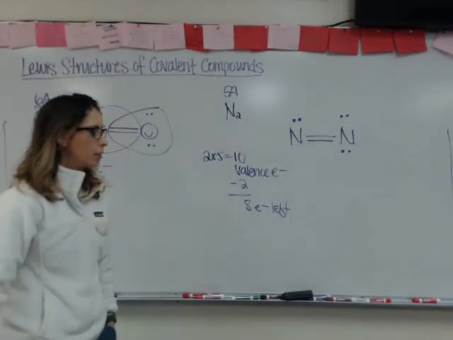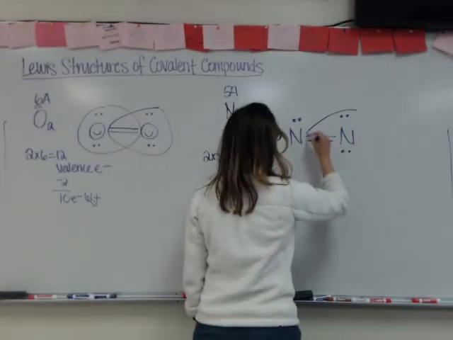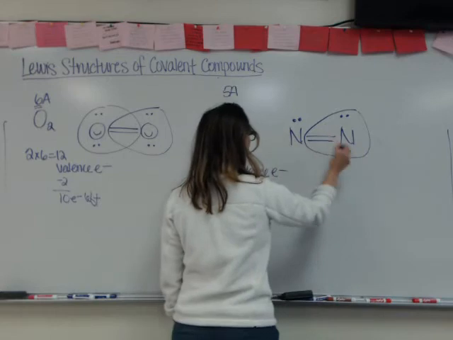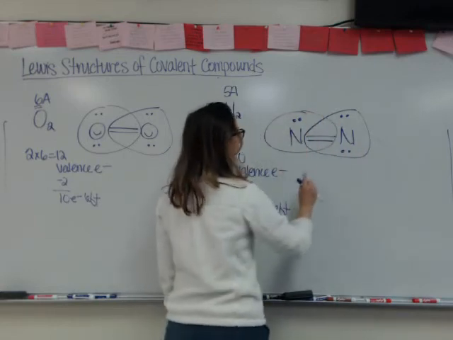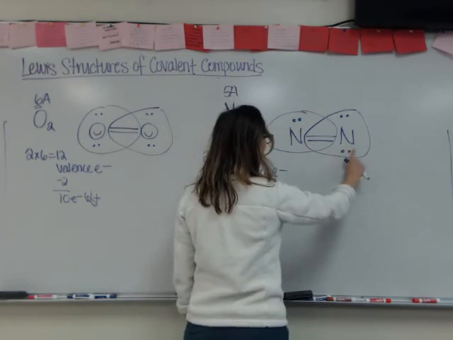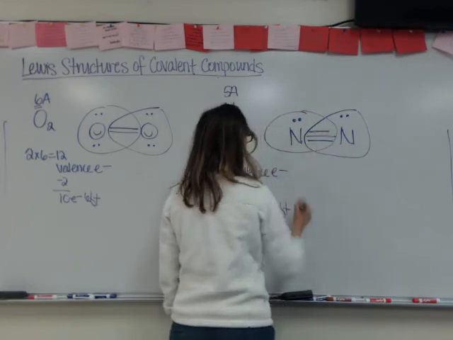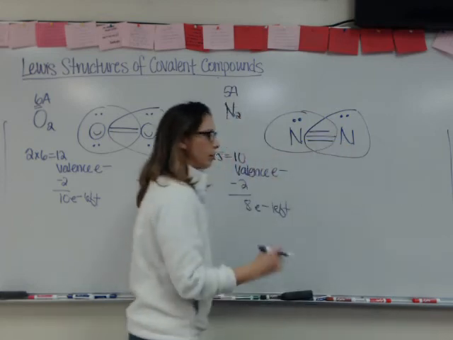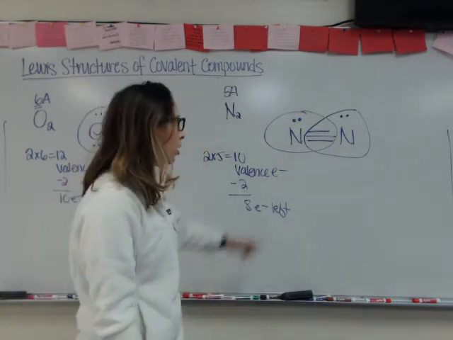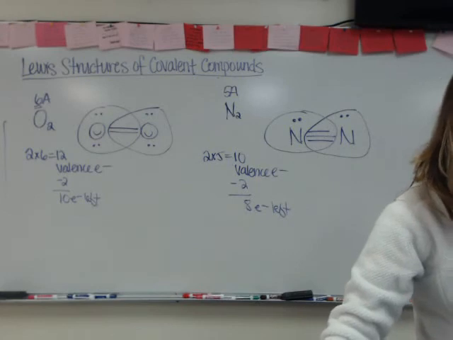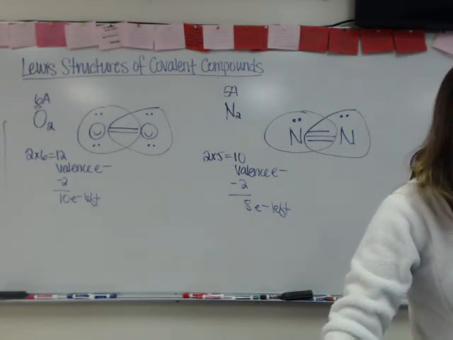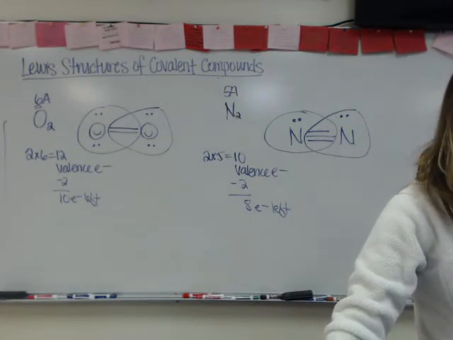When I do that, it makes the nitrogen on the right happy because now it's surrounded by 8. But this nitrogen on the left is only surrounded by 6. So you need to take another pair off of this nitrogen, put them here to create a triple bond, and now that's the proper Lewis structure for N2. Triple bonds are the shortest in length, okay? So all of these steps that I've been following are outlined on the next page.